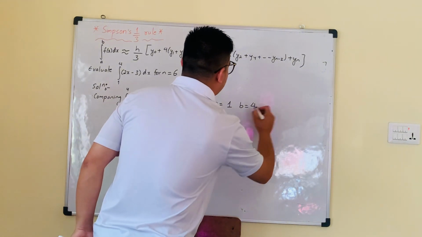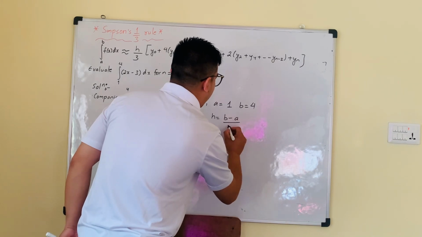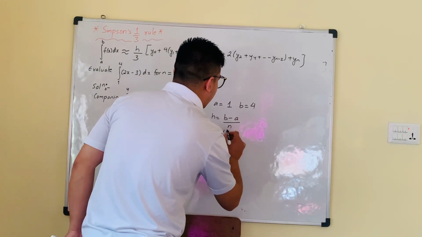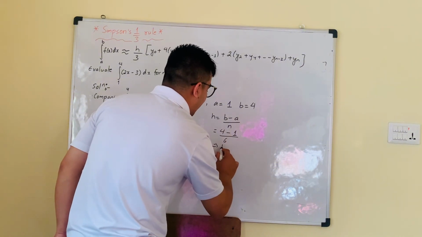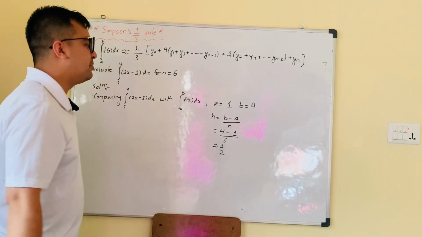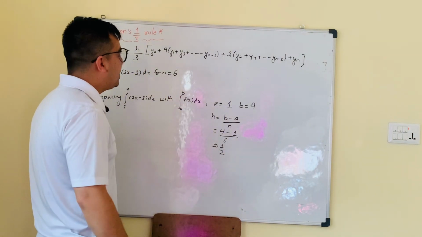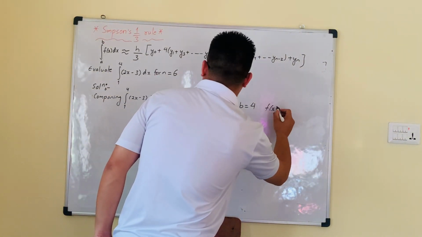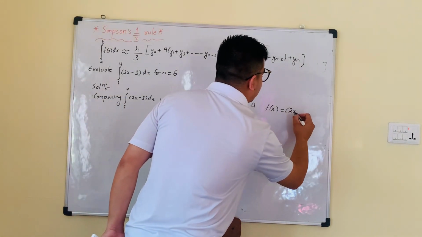Now we can easily calculate h, that is h equals (b minus a) by n. We know the value of b, the value of a, and n is given, so h is equal to 1 by 2. If you solve this, you will get 1 by 2. That's not a big deal, so solve this yourself. Next we have f(x). Comparing, we get f(x) equals 2x minus 3.